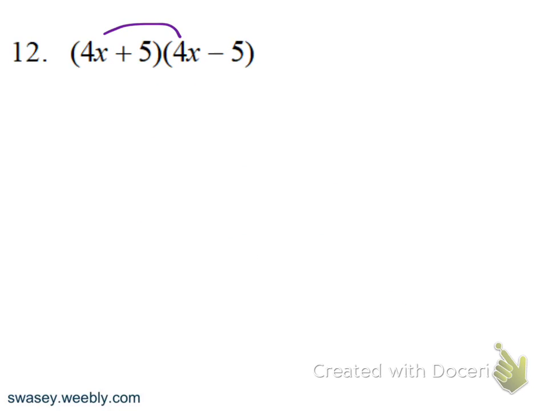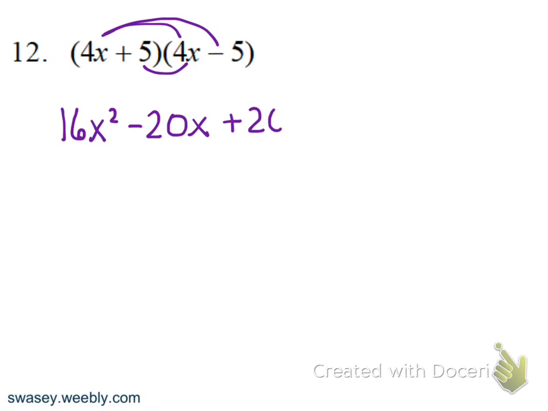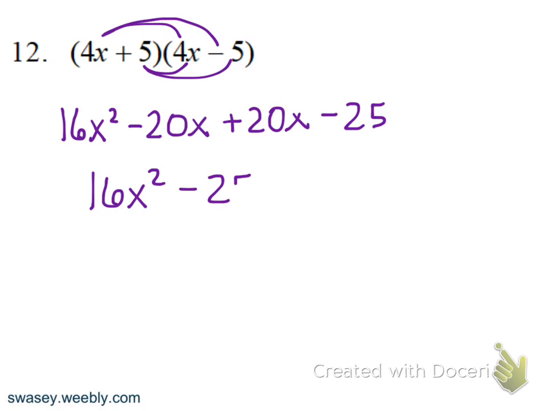Distribute twice. 4x times 4x is 16x squared. 4x times negative 5 is negative 20x. 5 times 4x is positive 20x. And then 5 times negative 5 is negative 25. Combine the like terms. Negative 20x plus positive 20x is 0. It's eliminated. You don't have to write it. This answer, 16x squared minus 25, is called the difference of two squares. So perfect square minus perfect square.